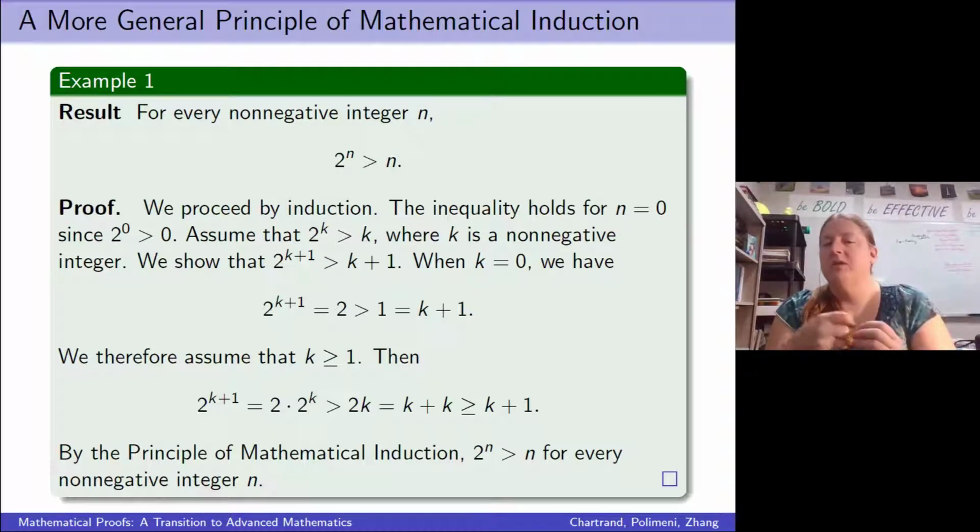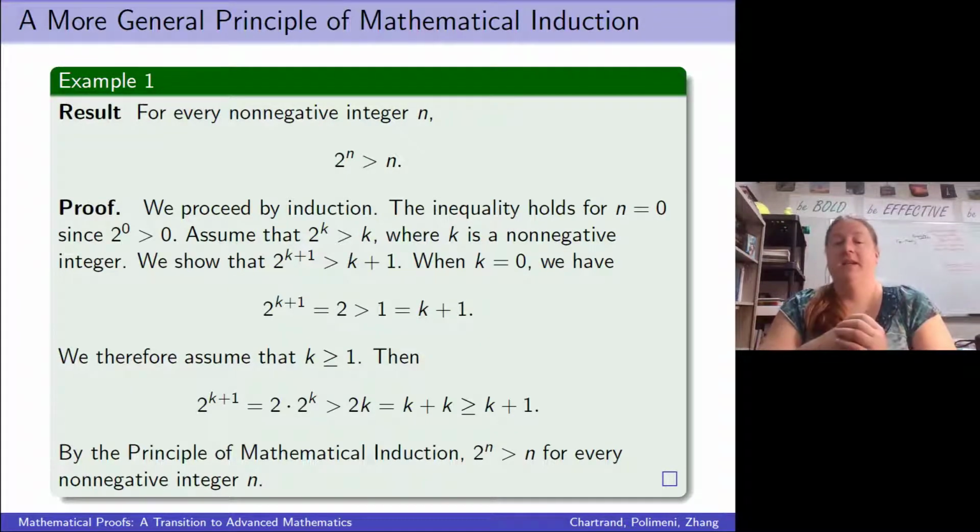Now we're going to look at two cases here. The first one is when k is 0. k is the minimum non-negative integer. So we have 2 to the 0 plus 1, which equals 2. And that's greater than 1. And 1 was just 0 plus 1. So we have 2 to the k plus 1 is greater than k plus 1.